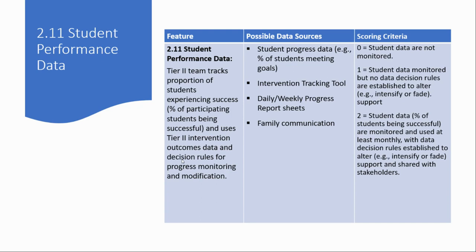They receive a 1 if the student data is monitored, but no data decision rules are established to alter. So there's no process in place to understand if an intervention needs to be intensified or faded. It needs to be intensified because the student is showing a poor response or no response to that intervention, or if that student is showing a positive response, the student can be faded from that intervention. So the team receives a 2 if the student data or the percent of students being successful are monitored and used at least monthly with data decision rules established to intensify or fade that intervention support, and that information is shared with stakeholders.